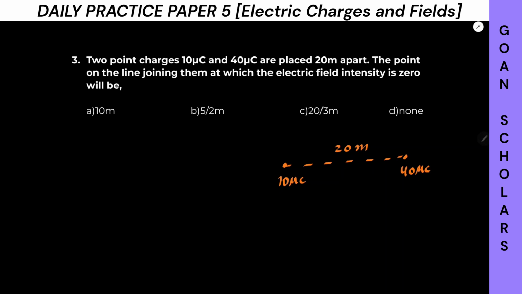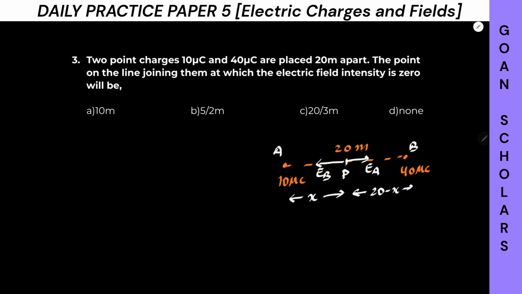So field is 0. We have to take any point P, and this time it is X distance. When you are looking for that, you have to take it X. And what is the distance here? 20 minus X from the second charge, right? Okay. And you can see both are positive. So again, the field will be radially outward for the first charge. Let's call it A. Let's call it B. And here, this is EB.